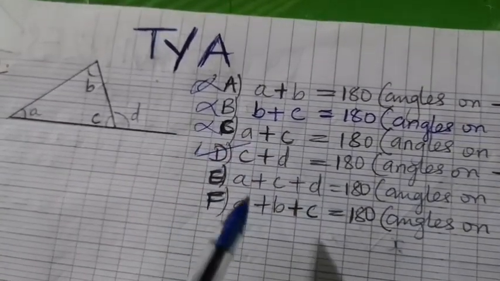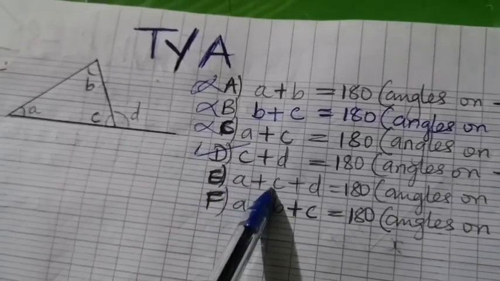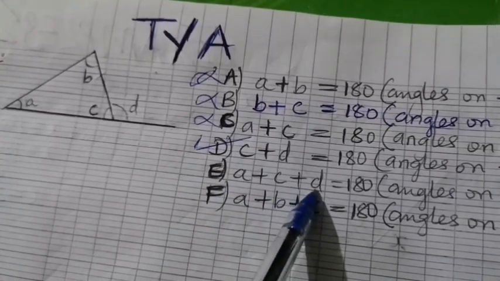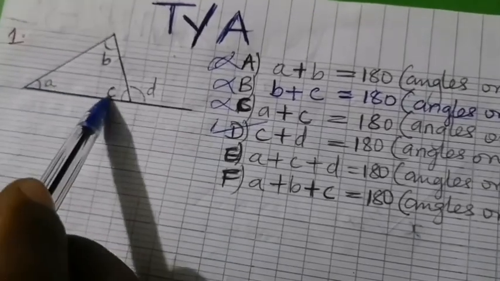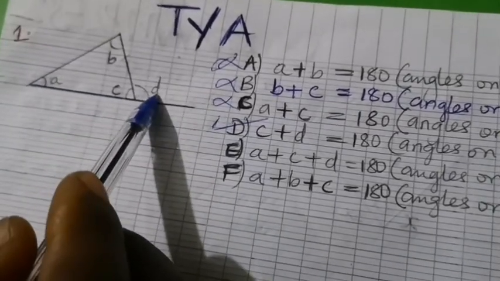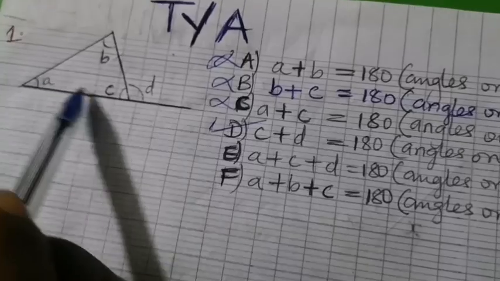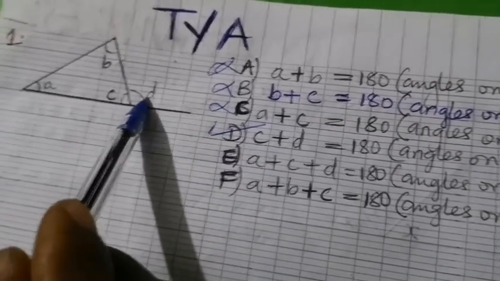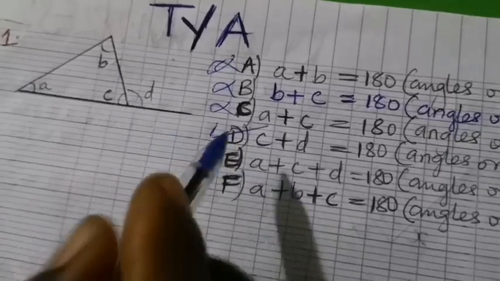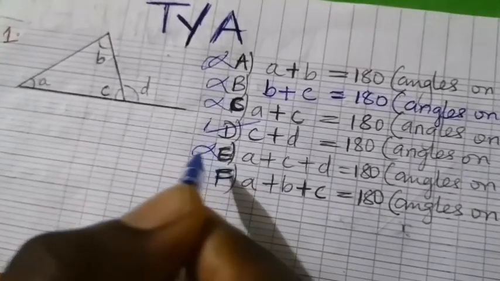Now the next one we have here is A plus C plus D. Okay, let's look at it here. A plus C plus D is not correct because A and C are not angles on a straight line, but C and D are angles on a straight line. So this one is wrong.